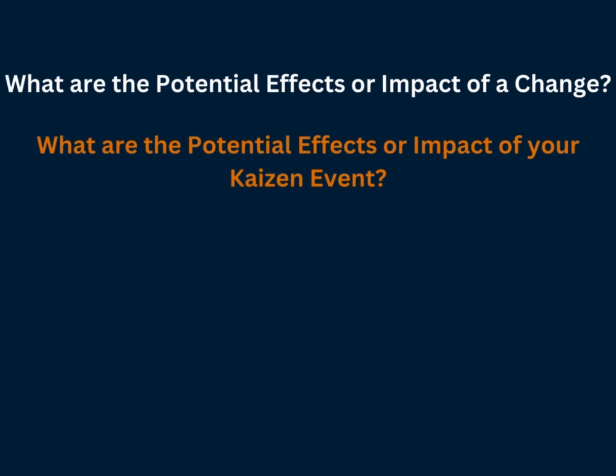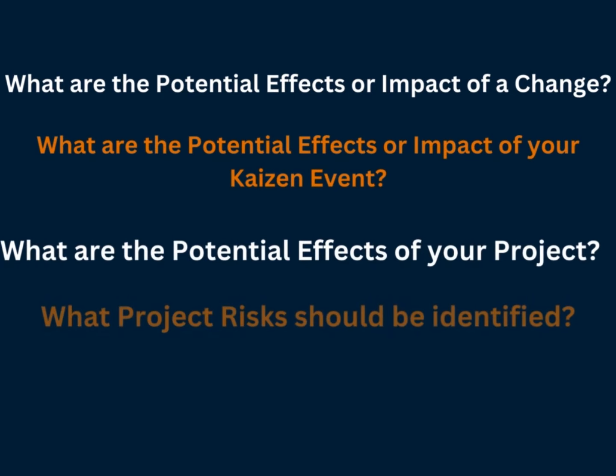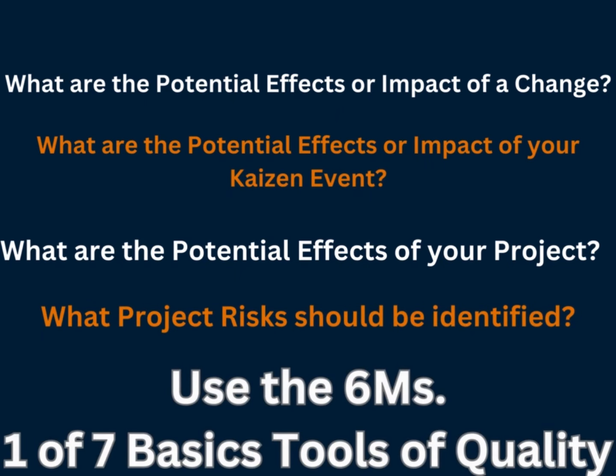Before we continue on with our changes or our projects, we ask ourselves, what are the potential effects or impacts of a change? What are the potential effects of a Kaizen event? What are the potential effects or risk of your project? What project risk should be identified? And in doing so, why reinvent the wheel? Why not continue using the 6 M's the same way we've always used them? It's one of the 7 basic tools of quality. We just have to flip the fishbone around a little bit and use it in the reverse way, and we'll go through that here in a second.